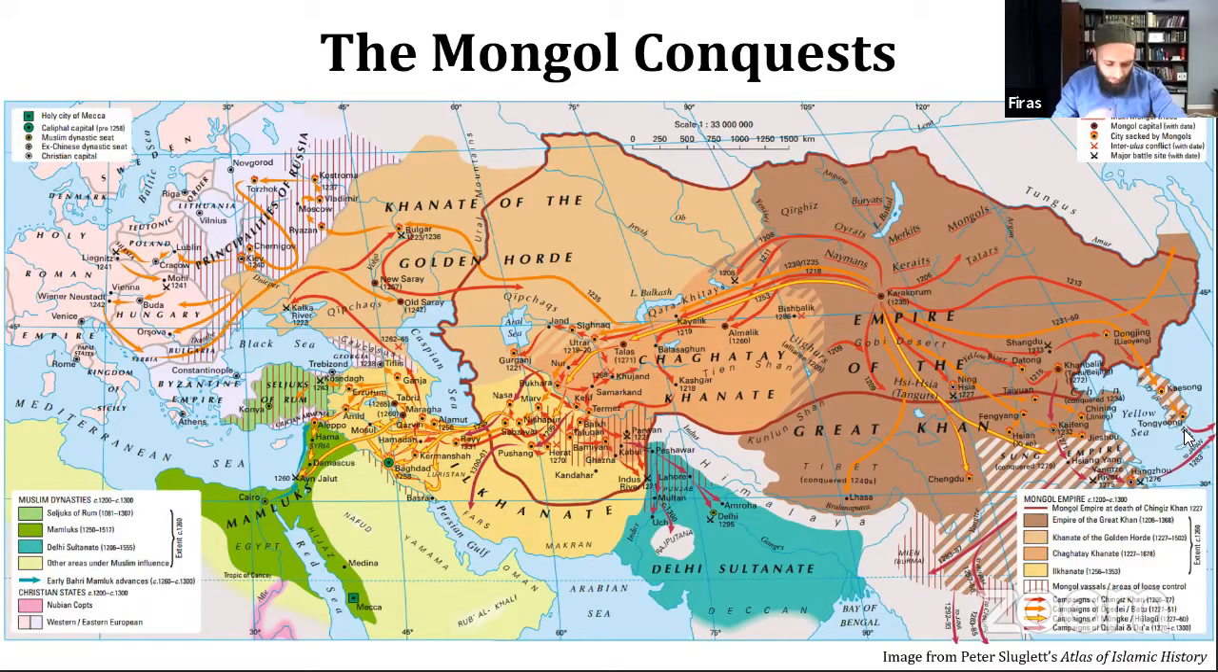Before we really talk about the Abbasids, I want to emphasize, looking at this map over here, we have the kind of big borders of the Mongol Empire itself, but the Mongols after Chinggis Khan, a couple decades afterwards, it kind of begins to splinter into four different Khanates. So on the right side of the screen, you can see the empire of the Great Khan.